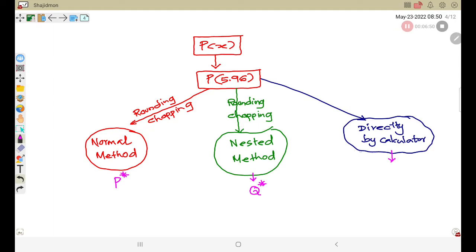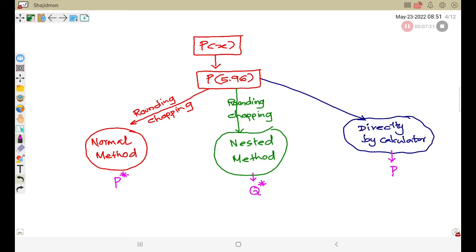Now the third one is directly using the calculator, correct? Directly, or exact value, without deleting any digit, no rounding, no chopping. We can represent the exact value by using the letter P, correct? We are familiar with that notation from before. We are using the notation P for the exact value. So we need to find P. We need to study how to find that P number using the calculator, and how to find the approximate value using the normal method and nested method. So we will discuss these ideas one by one.